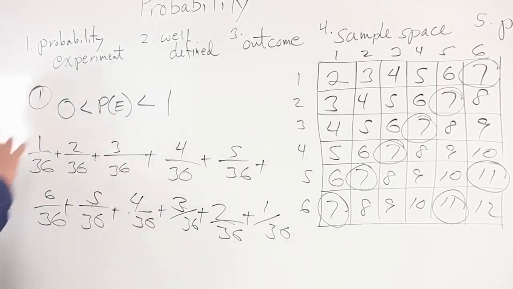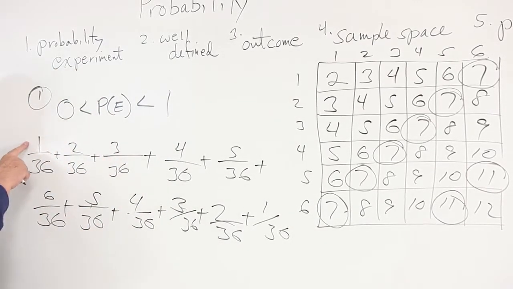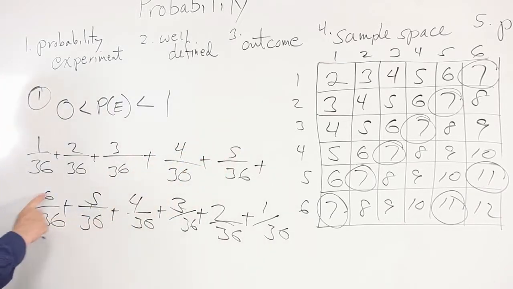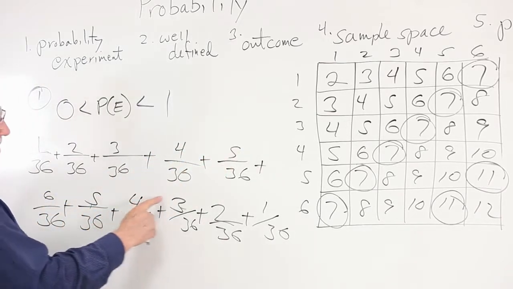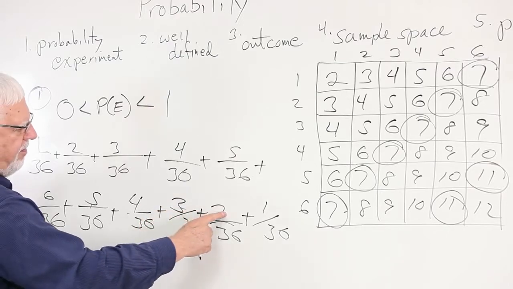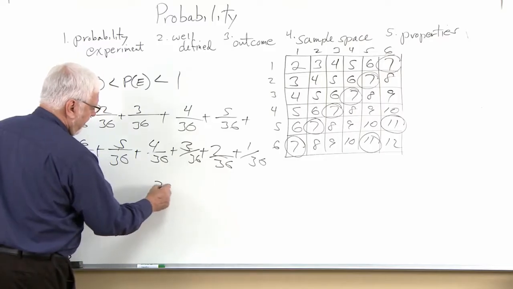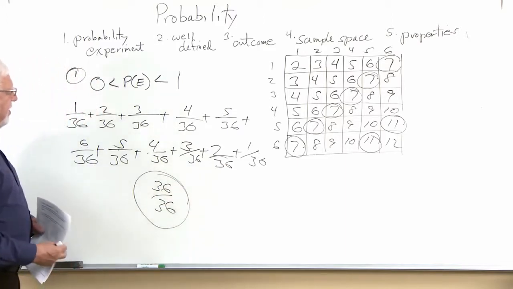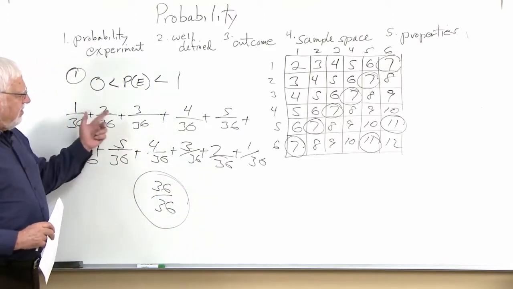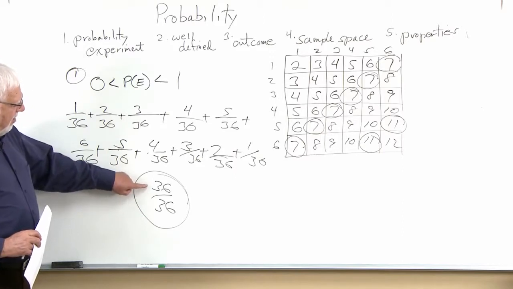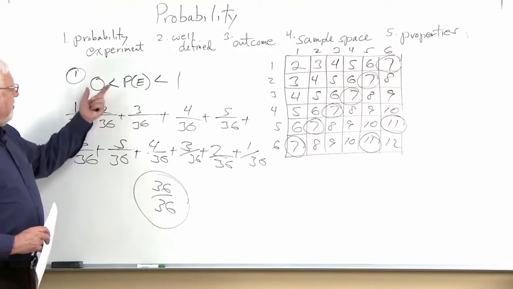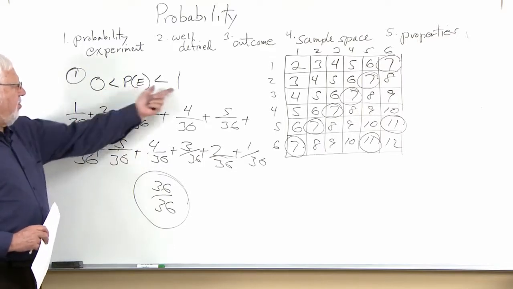If you add all these up, what do you get? Well, you get 1, 3, 6, 10, 15, 21, 26, 30, 33, 35, and 36. So if you add them all up, you get 36 over 36. So you will get one of these numbers, and the sum of all of the outcomes will always have to be equal to 1. So all of these are between 0 and 1.